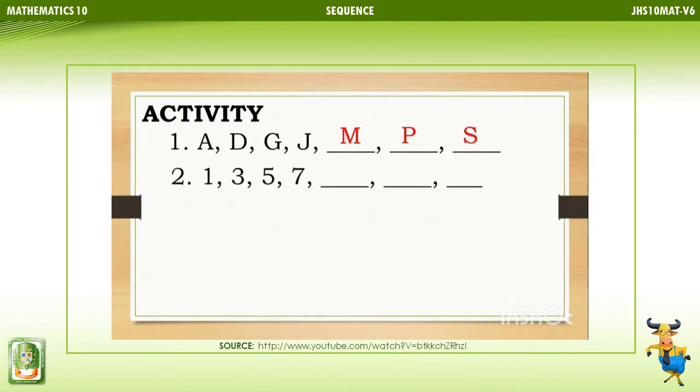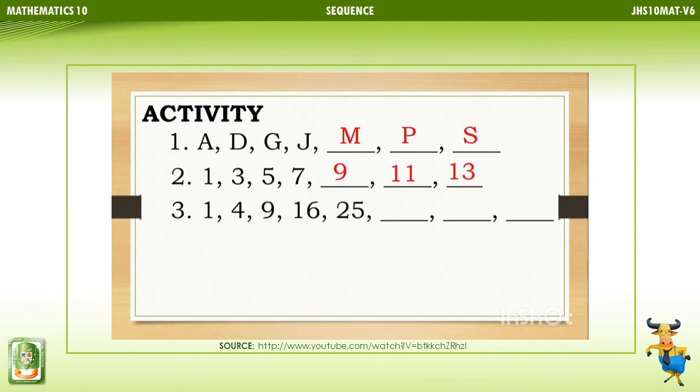Next, for number 2, I have 1, 3, 5, 7. What is the pattern? These are numbers that are odd. So therefore, what's next for 7? We have 9, 11, and 13. For number 3, we have 1, 4, 9, 16, and 25. What do you think is the pattern? So these numbers are all perfect squares. So what is next to 25? We have 36, 49, and 64.